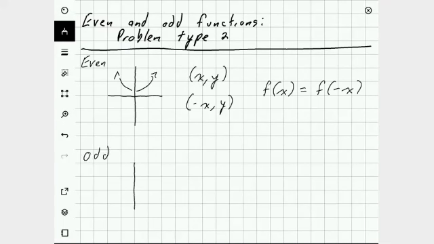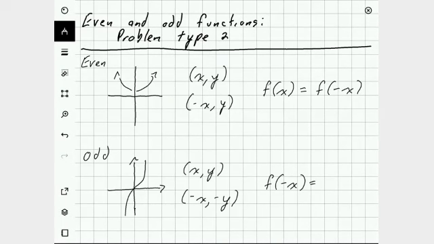For an odd function with rotational symmetry, we looked at switching both, right? When you visualize rotating this thing around, your positive value for x becomes negative, and your positive value for y also becomes negative. So in an odd function, we're looking at f of the opposite of x should be the opposite of f of x.